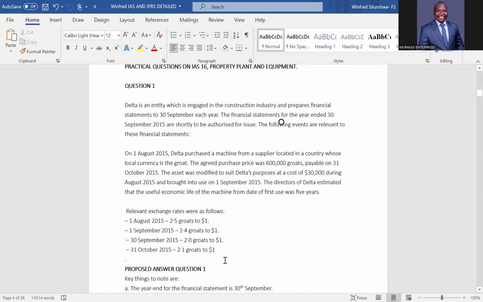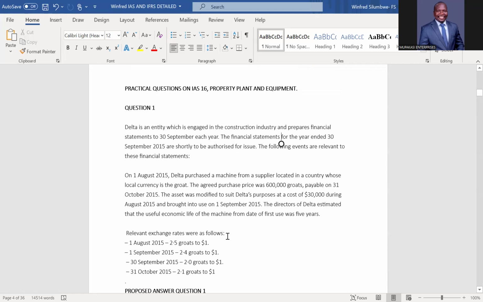Now, before you begin to answer this question, it is important that you take note of some key items in this question. One of the key items is that the year end is 30 September. That's number one. So now, on 1 August 2015, that is 2 months before the year end, Delta purchased, because the year end is 30 September. The whole of August we count as 1 month, and the whole of September as 2 months, meaning 2 months before the year end. Very, very important. Delta bought this asset from a supplier.